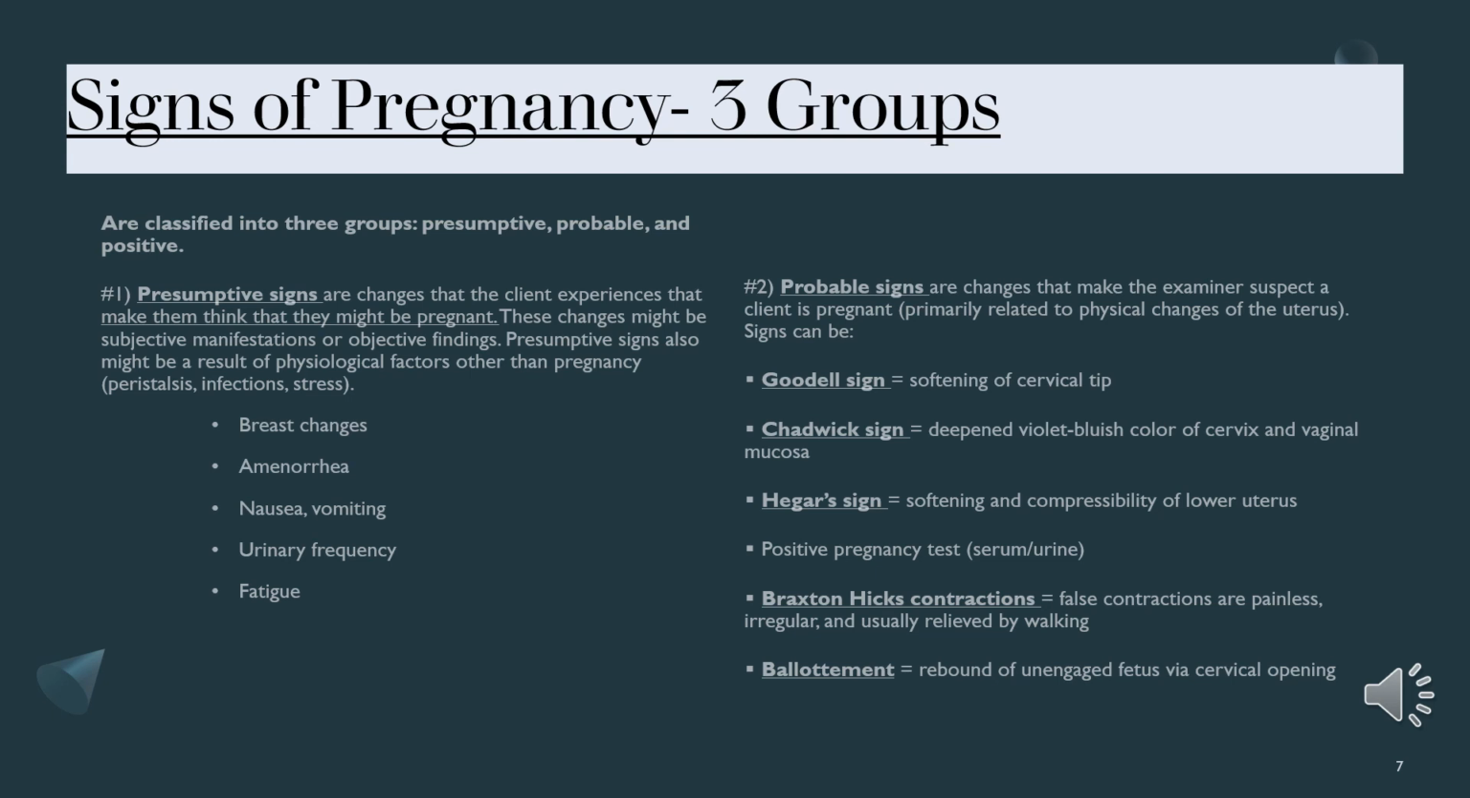Okay, so that's Goodell sign, Chadwick, Hegar's, Braxton Hicks. All those things are probable. And the thing to know about these is that they're all changes in the cervix or in the uterus. So your Goodell's is the end of the cervix will soften some. Your Chadwick is the bluish color of the cervix. Hegar's is a softening of the lower uterus. And then Braxton Hicks are your false contractions. Typically, we don't see those till later on, but you could have them sometimes earlier.